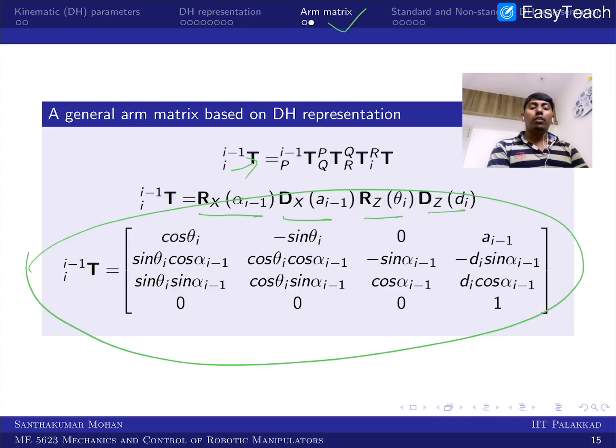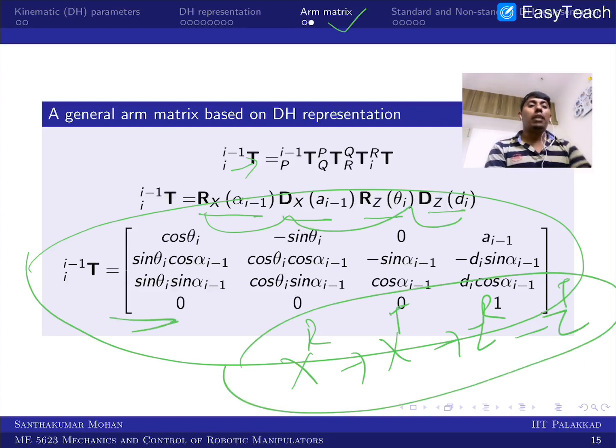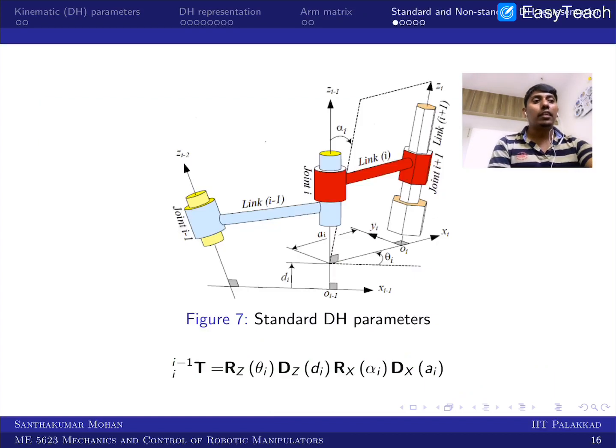Now this ARM matrix is not exactly unique; it is based on what transformations you have done. Here we have done x rotation, then x translation, then z rotation and z translation. This way we have done and we got this matrix. Most of the textbooks have this form, while some textbooks have another form. That is why I want to describe what is standard and non-standard.